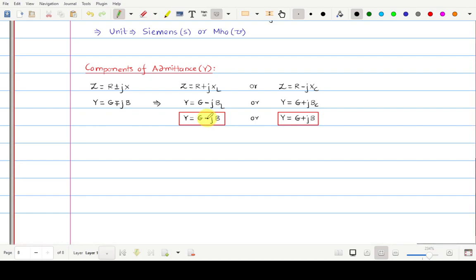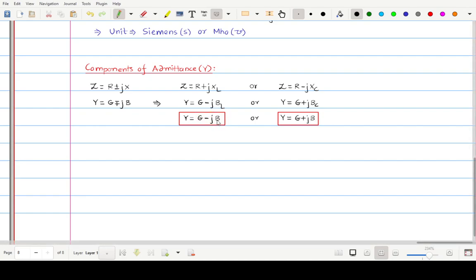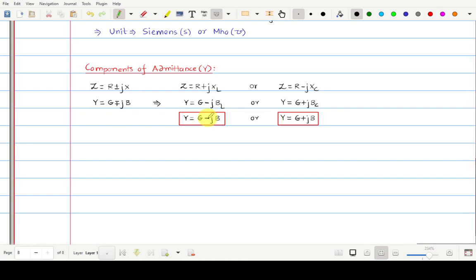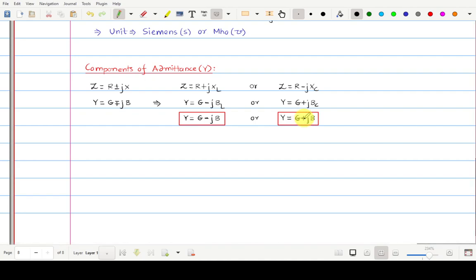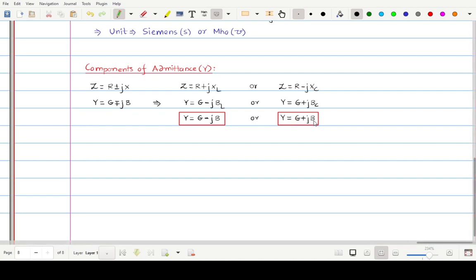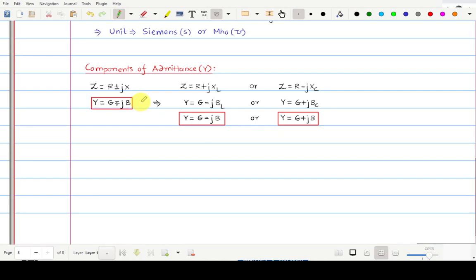So here you can see only the letter B is used. So how can we identify it is inductive susceptance? Look at the sign. If you have a minus sign, inductive susceptance is always negative, so you can identify this is inductive susceptance. And here a plus sign is used, so definitely B is nothing but BC, meaning capacitive susceptance. So in this way we can indicate the components of admittance. Okay, this is rectangular representation.